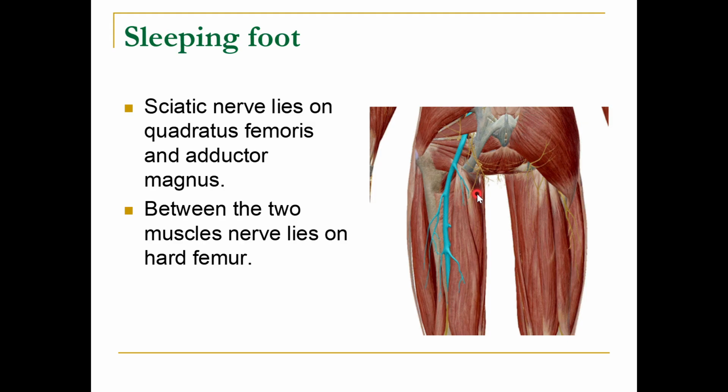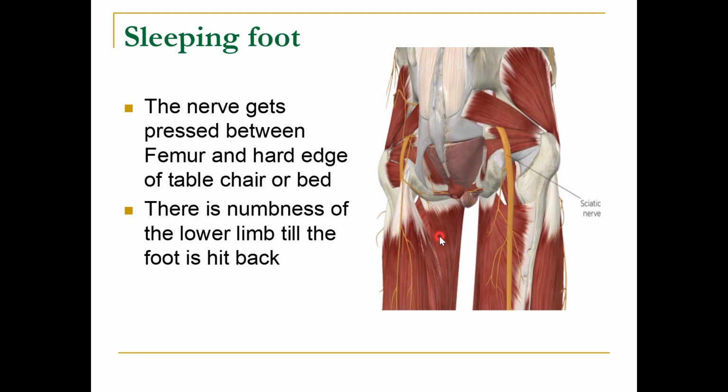This condition is called sleeping foot, and it is because the sciatic nerve lies on the quadratus femoris. So this muscle is the quadratus femoris, and here you can see this is the adductor magnus. So it lies between the quadratus femoris and the adductor magnus, and between these two muscles the nerve lies on the hard femur. So it gets compressed by the hard femur.